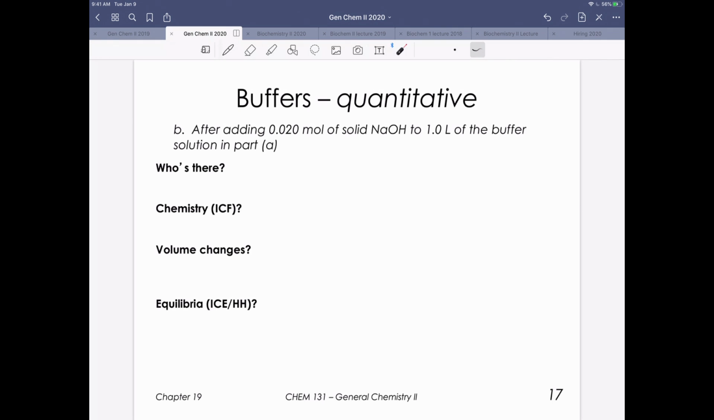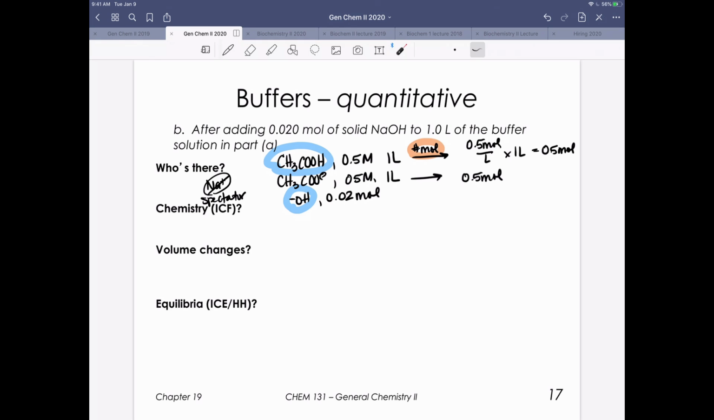But then once the chips have fallen, once the chemistry has happened, look at what you have left, and then you can either do an ice table or again the Henderson-Hasselbalch equation to figure out pH. In my worked out solution, I'll actually show you both again. So pause the video here if you'd like to try this on your own, or let it play if you want to see the worked out solution.